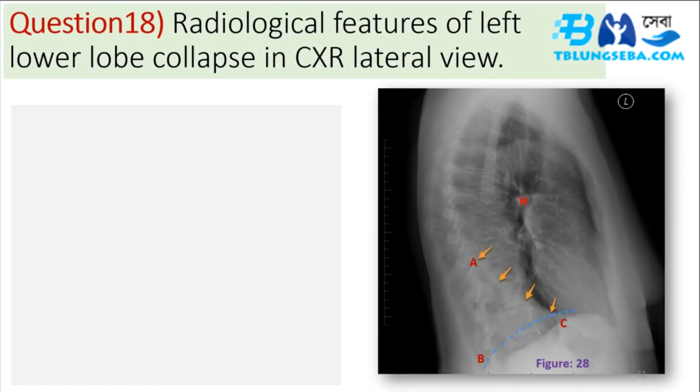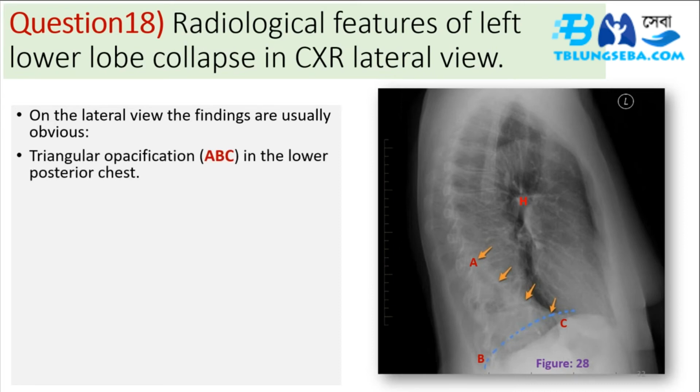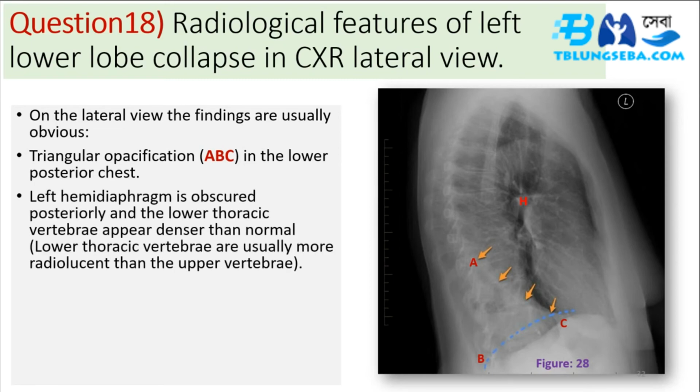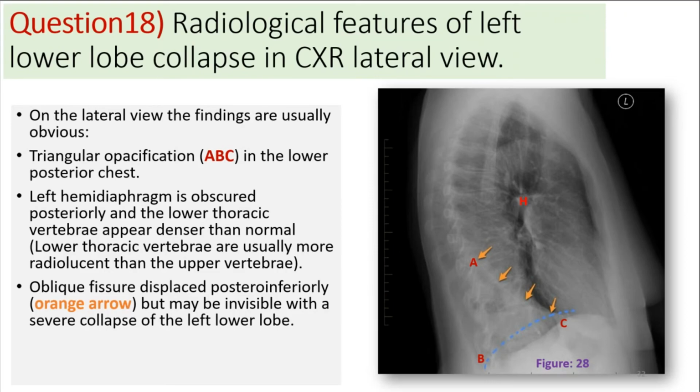Question 18. Radiological features of left lower lobe collapse in CXR lateral view. On the lateral view the findings are usually obvious. Triangular opacification, ABC, in the lower posterior chest. Left hemidiaphragm is obscured posteriorly and the lower thoracic vertebrae appear denser than normal. Lower thoracic vertebrae are usually more radiolucent than the upper vertebrae. Oblique fissure displaced posterior-inferiorly, orange arrow, but may be invisible with a severe collapse of the left lower lobe. Inferior displacement of the left hilum.